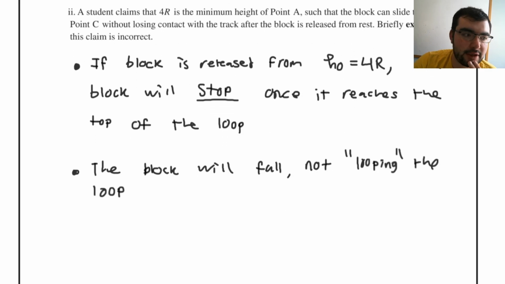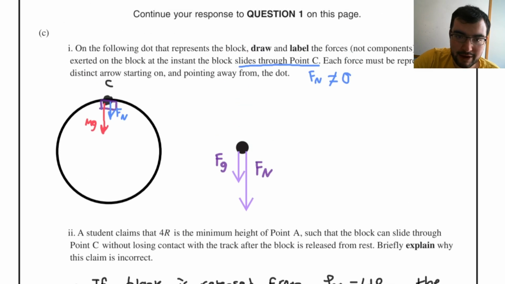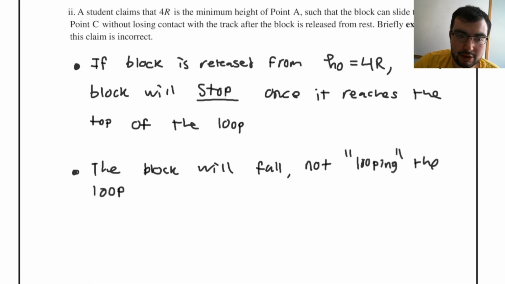There's another way of looking at this, and that's sort of a mathematical approach. So this is the more conceptual approach. It's just saying, well, if you release the block from 4r, it's going to completely stop when it reaches the top of the loop. And if you have no velocity at the top of the loop, and the net force is down at the top of the loop, it's just going to fall straight down at that point and not make it.